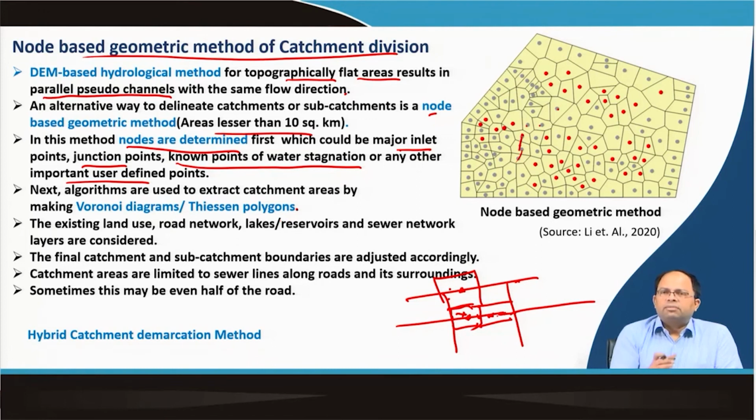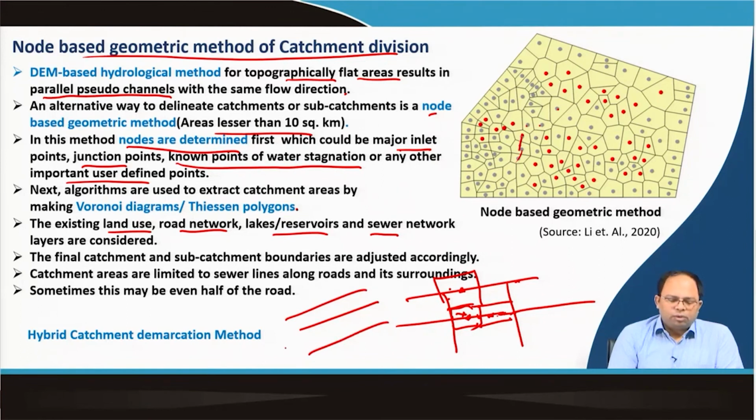There is no consideration of the actual slope and all, but that is what is required in urban areas, because neither is there slope, nor are there open channels. Existing land use, road network, lake reservoirs and sewer network layers are considered when we decide on the location of these particular nodes, and the final catchment and sub-catchment boundaries are adjusted a little bit. And catchment areas are limited to sewer lines along the road and its surroundings in most cases. That means the sewer line along a road and the surroundings of that particular road is the catchment area of this particular sewer line.